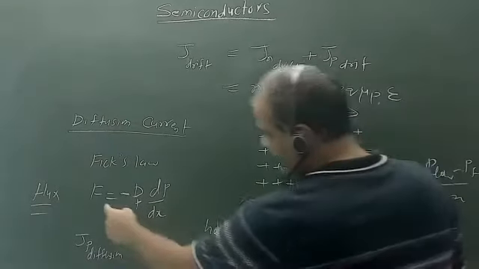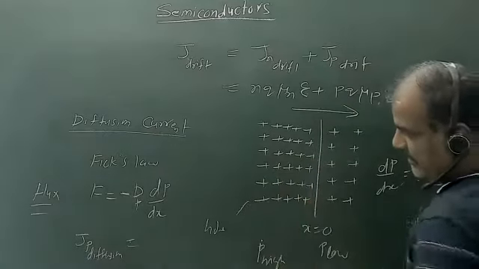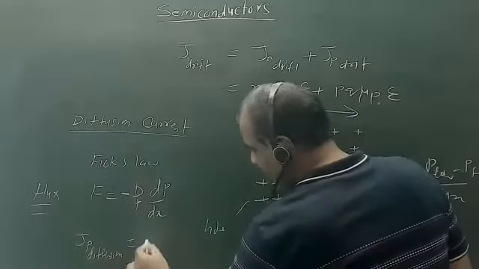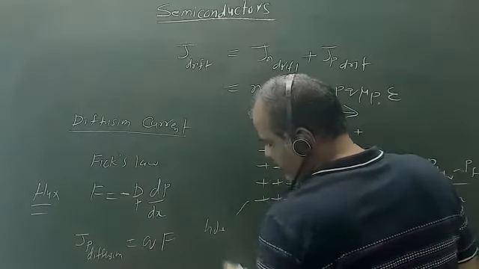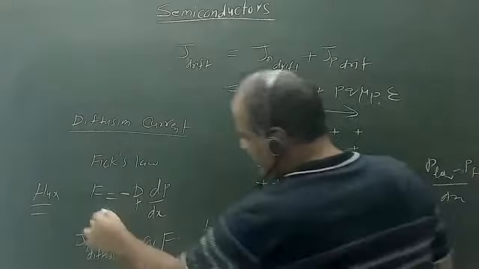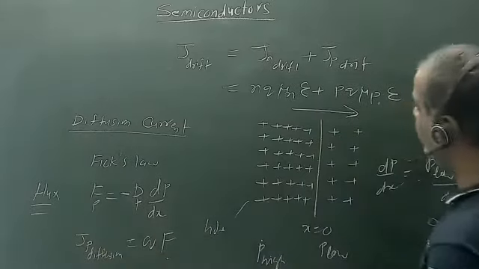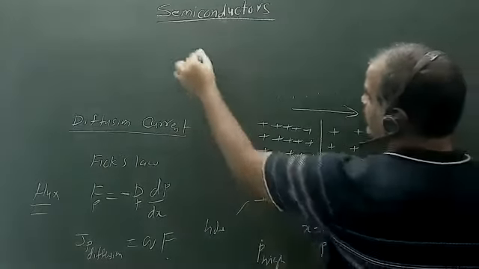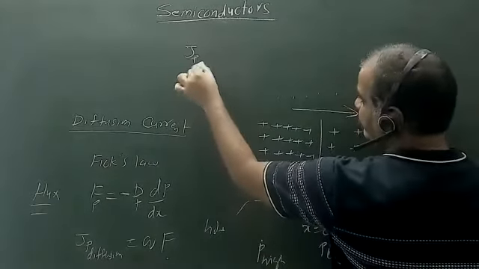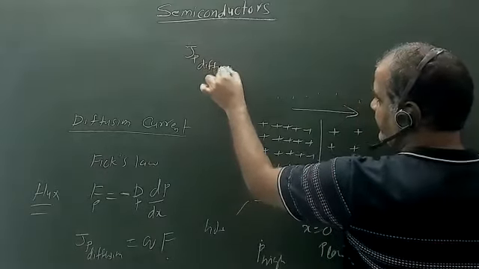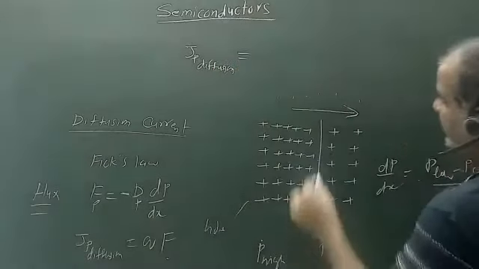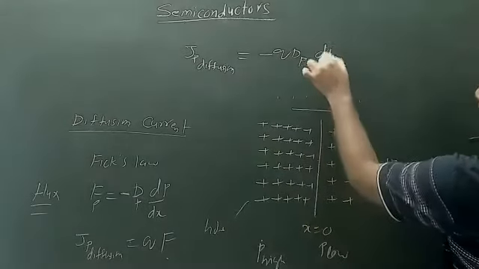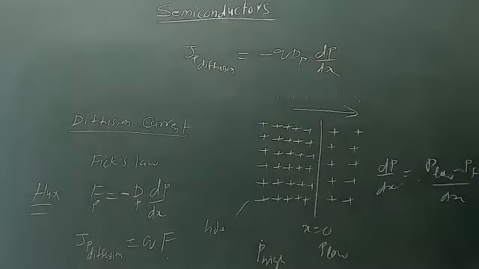Now this is the flow of particles. Here the particles are charged, so in order to produce current I have to multiply by the charge. So this becomes my diffusion current due to holes. If I write the expression for the diffusion current density for holes, that will become q D_p dp upon dx.